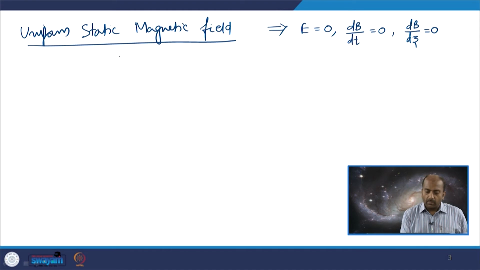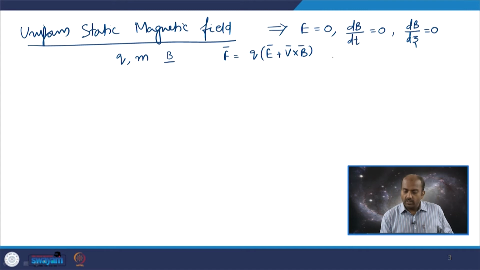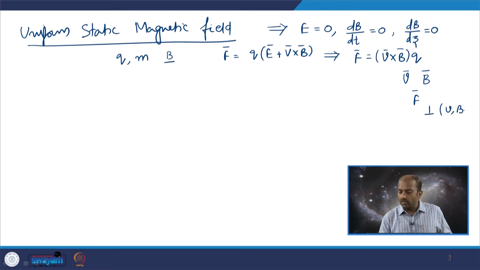Now, let us consider a particle of charge q and mass m experiencing this particular field B. From the generalized expression, the Lorentz force is written as q times (E plus V cross B), where V is the velocity vector, E is the electric field vector and B is the magnetic field vector. This expression reduces to F equals q times V cross B. So, if you consider the velocity to be in one direction and the magnetic field in another, the force will be in a direction perpendicular to both the velocity as well as the magnetic field. Okay. Now, what is the consequence of this?